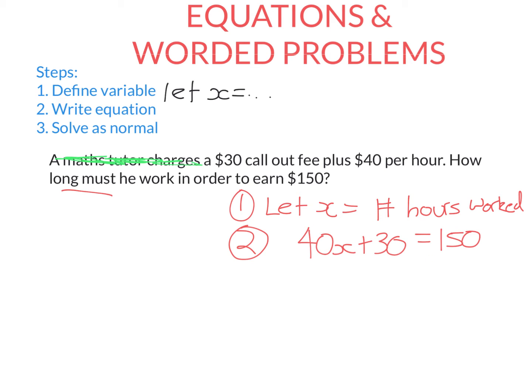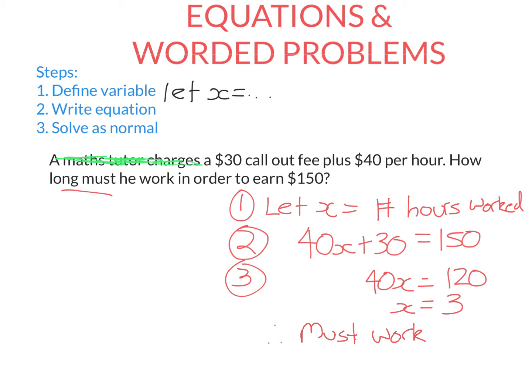So once you've got to this step, hard work is done. We know how to solve these equations. We've done them a million times. So we're going to start by subtracting 30 from both sides. And the way we undo timesing by 40, we're going to divide each side by 40. So I get x equals 120 divided by 40 equals 3. So you should write a worded answer at the end. So what have we actually found? Well, x is the number of hours worked. We found x was equal to 3, so therefore we found that this person must work for 3 hours. If he works for 3 hours, he will get $150.